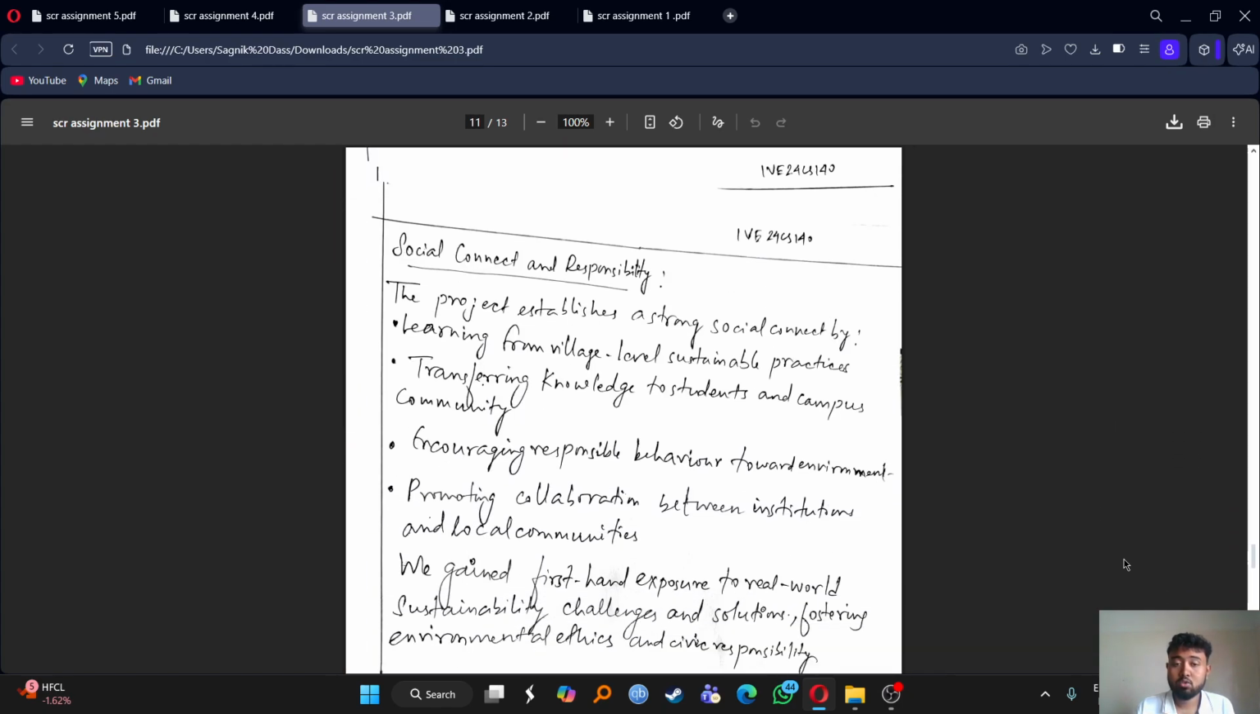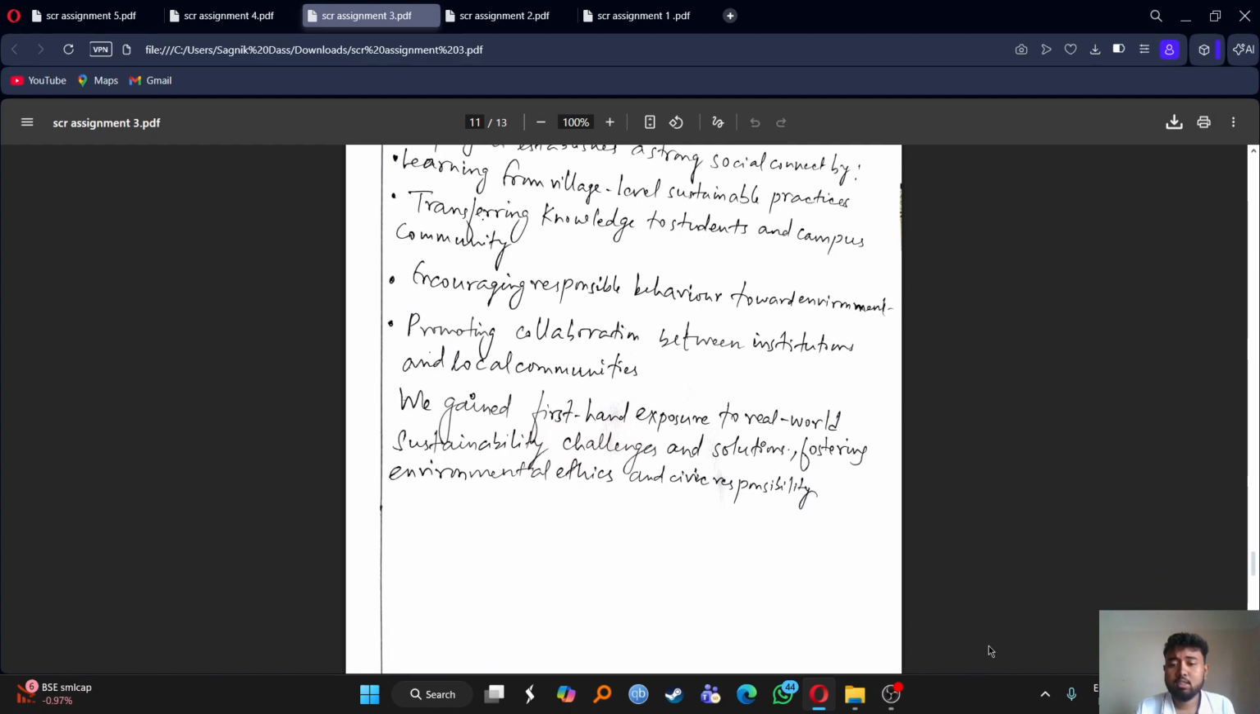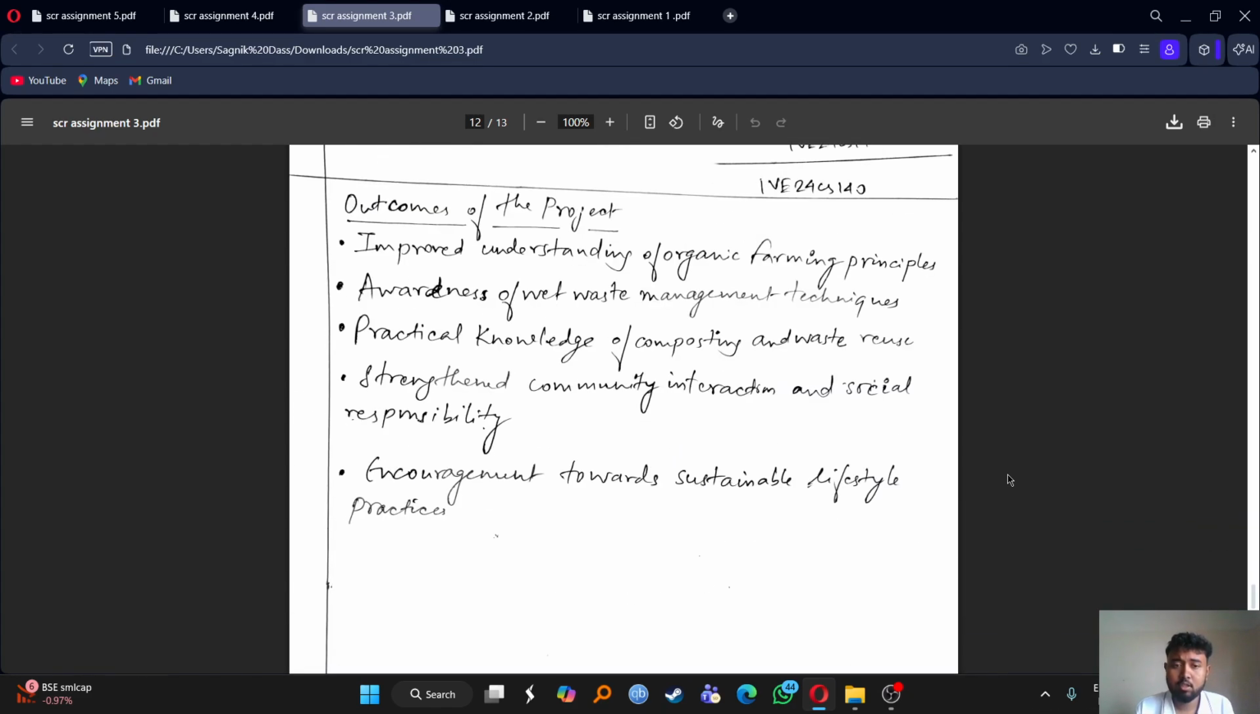So then comes the social connect and responsibility part. The project establishes a strong social connect by learning from village level sustainable practices, transferring knowledge to students of campus and community, encouraging responsible behavior toward environment, promoting collaboration between institution and local communities. We gain first-hand exposure to real-world sustainability challenges and solutions, fostering environmental ethics and civic responsibility.